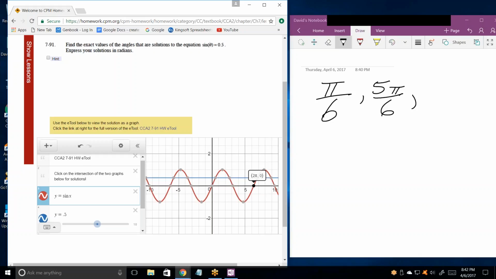However, there's always going to be more. In other words, it didn't restrict the domain to 0 to 2 pi. It said find the exact values in radians. So far I've got 2 of them. What's the next one? In other words, what's this one that I'm pointing at with my mouse? I can't make that go away now. But there's another point where they cross. What angle is that?